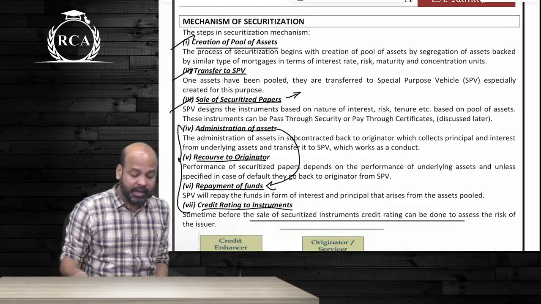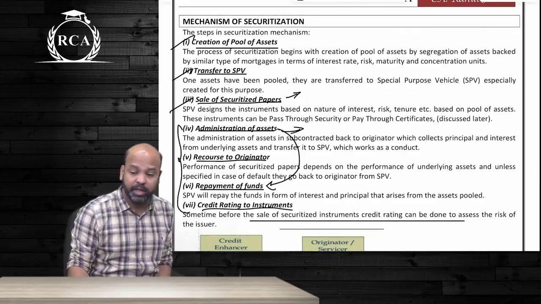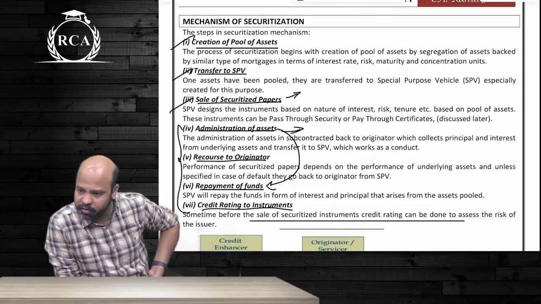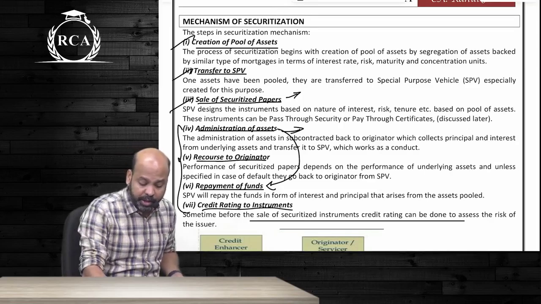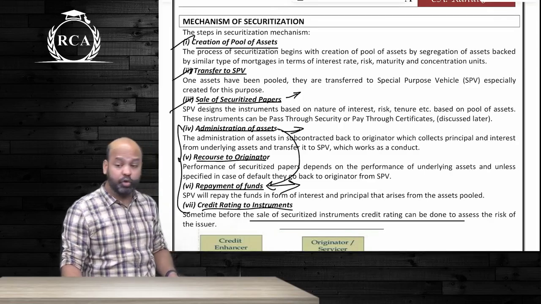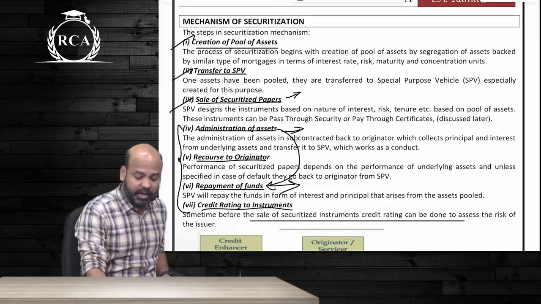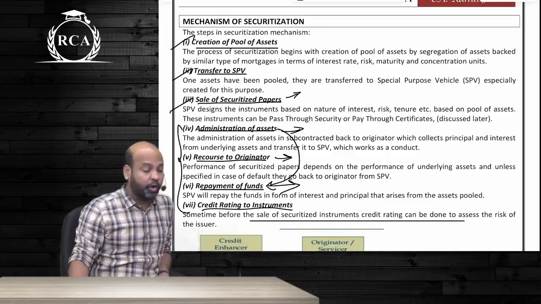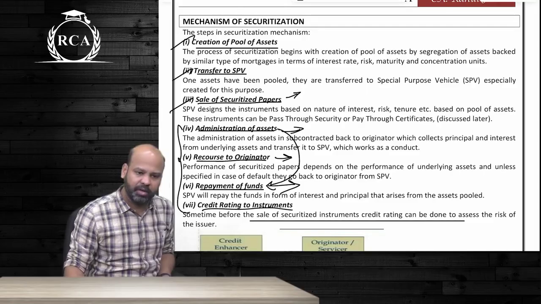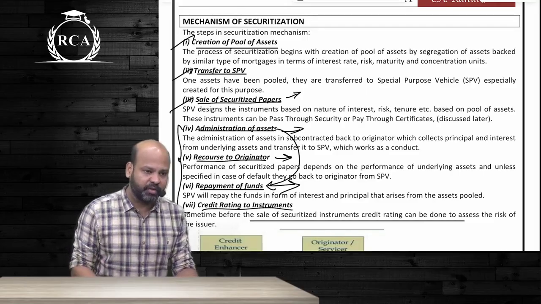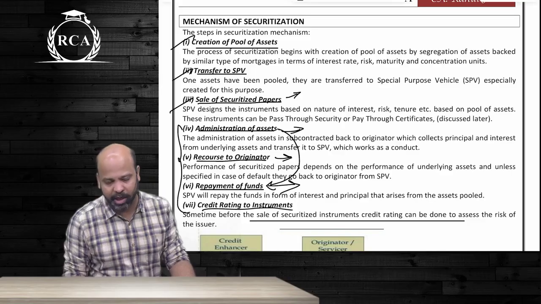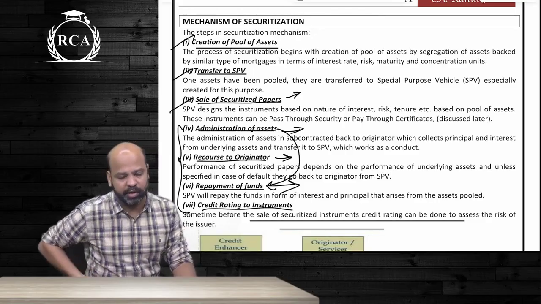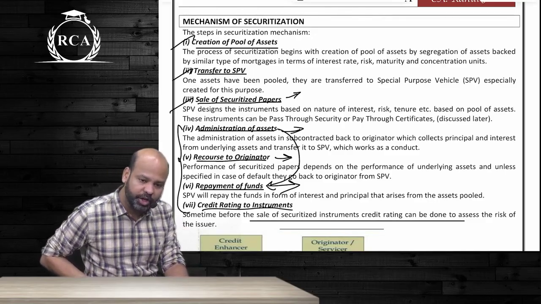इसके बाद में बेटा there is administration of funds. Administration of funds मतलब the originator himself would be collecting the amount from the underlying loans. And then you repay these funds collected to the investors. And then in case there is a default and it is on a recourse basis or there is credit enhancement, then the originator will be obligated to pay additional amount. Are we clear? So there is creating a pool of assets, you transfer them to SPV, you sell securities backed by that, get it credit rated, you administer the underlying assets, you repay these funds to the investors, and then there is recourse to the originator.